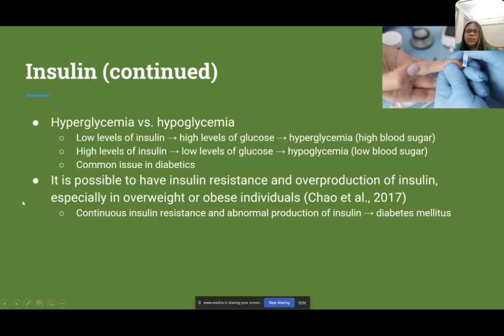It's a fluctuating observation, and it's important to note that it is possible to have insulin resistance and overproduction of insulin in the body, as the body's trying to catch up and compensate, as I just mentioned. But then the body can also become almost immune to the production of insulin because the pancreas is just not functioning as it should. And this is common, especially in overweight and obese individuals. Because of this, the continuous insulin resistance and abnormal production of insulin could result in diabetes mellitus.